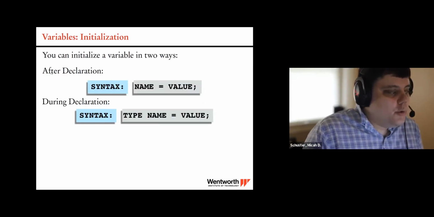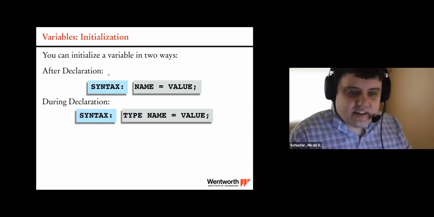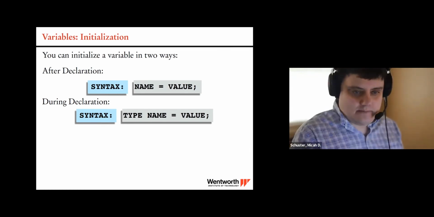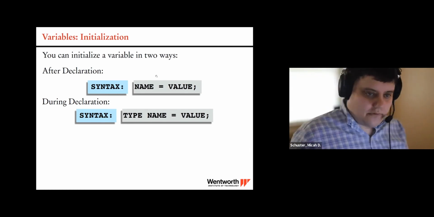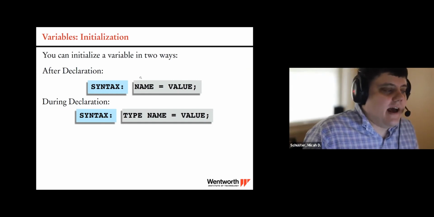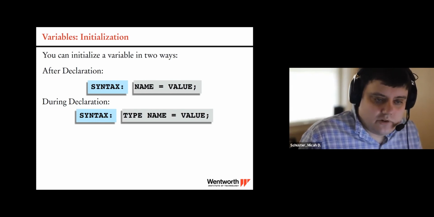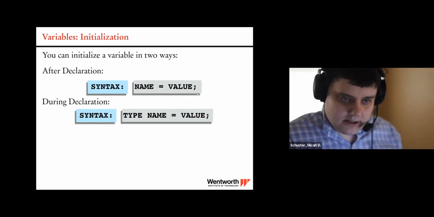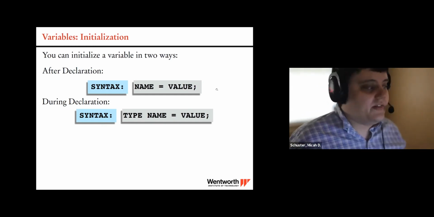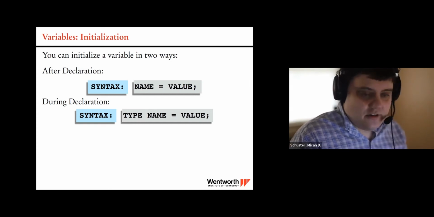So you can do it after the declaration. Previously, somewhere in our code, we've said int count, and then a semicolon. Somewhere later on in our code, further down in the lines that we have, we can say name equals, and then a value. So I could say count equals 0, for instance, and then, of course, a semicolon. That's one way to do it. That's assigning a variable or initializing the variable after the declaration.